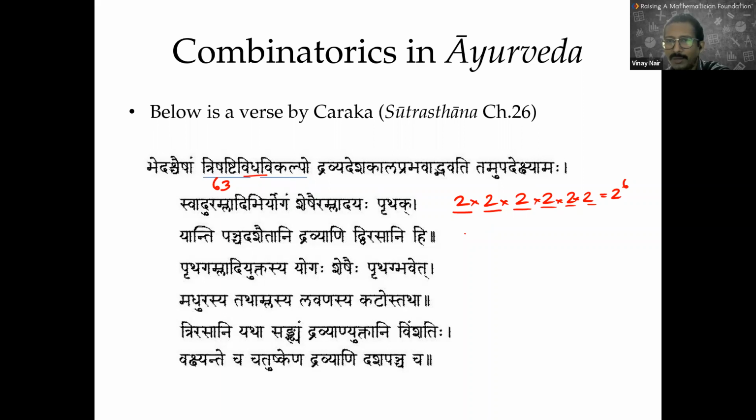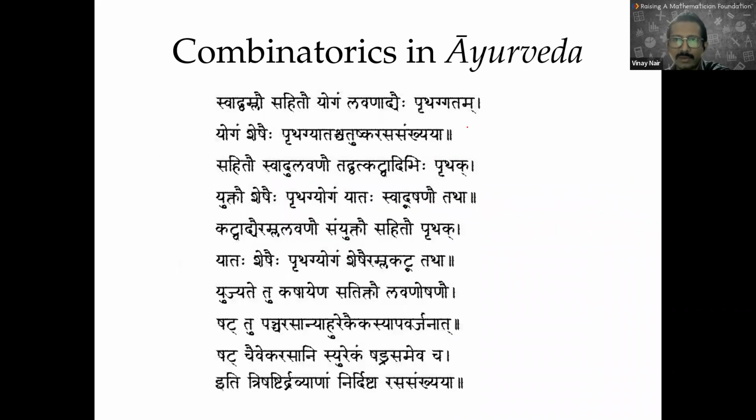But of course, you cannot make rasa if you have rejected all of them. You cannot have an empty plate and say, oh, taste this rasa, it looks wonderful, it tastes wonderful. So that one case we are reducing from this, that gives us 63. Okay, so we see the appearance of combinatorics in Ayurveda, and this is how the verses go.